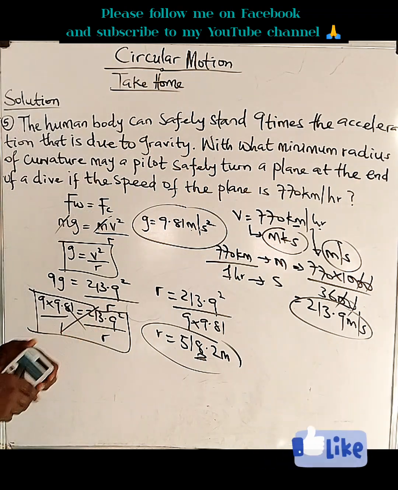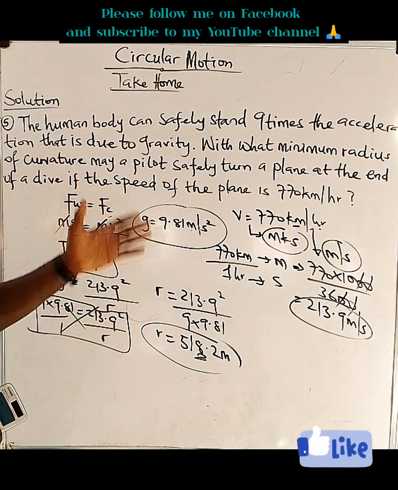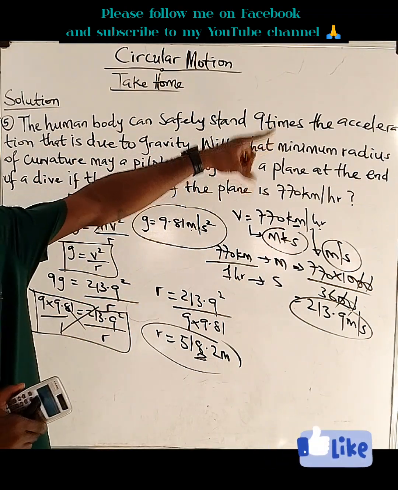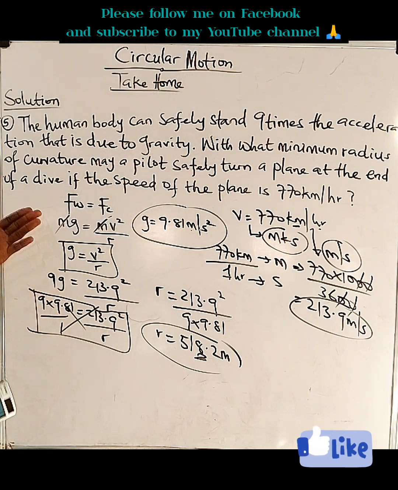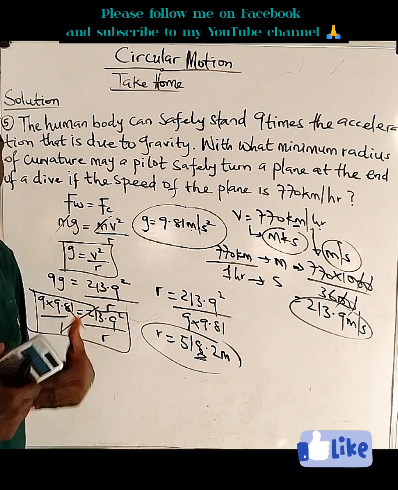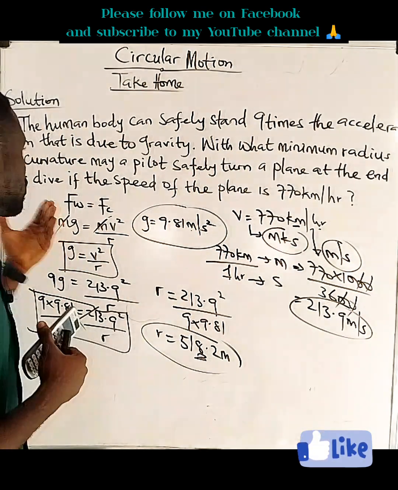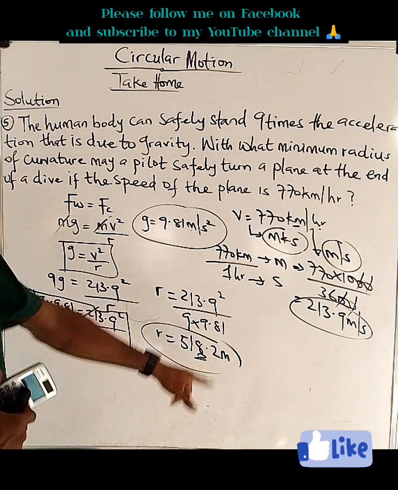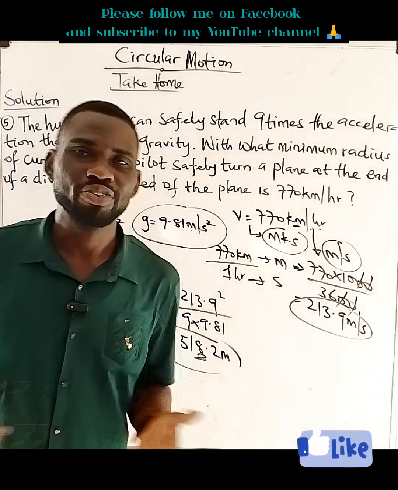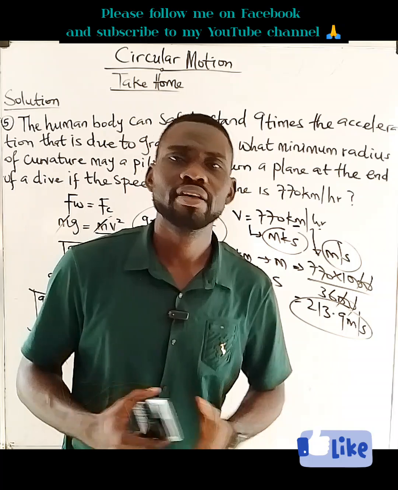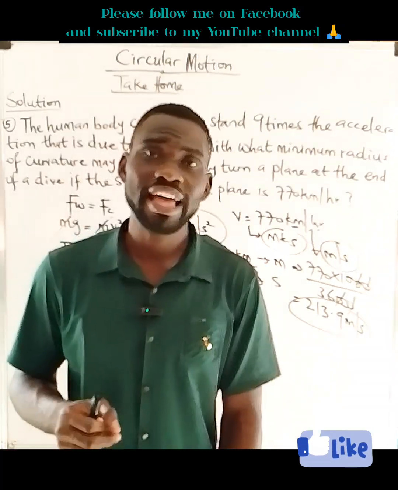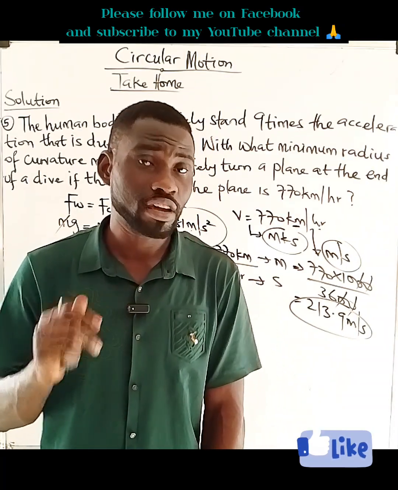As simple as ABC. So for the human body that can withstand 9 times the acceleration that's due to gravity, the radius of curvature that the pilot has to go through to be able to turn this plane is 518.2 meter. So as simple as that. That's everything for this lesson, and we've come to the end of everything on circular motion.